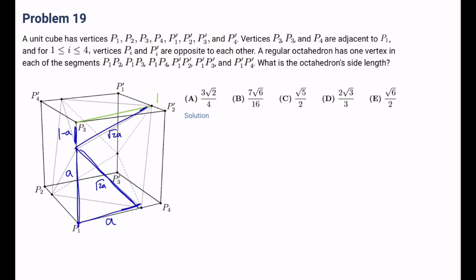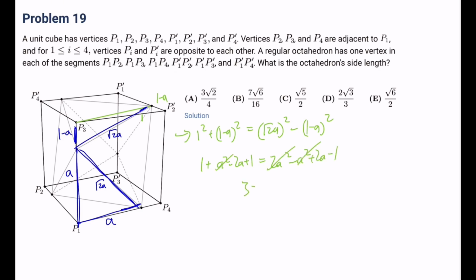So we have 1 minus a here and 1 here. And so now we can get this length that's in common. For the green one, we'll say it's 1 squared plus (1 minus a) squared. This is equal to that triangle, which is (root 2a) squared minus (1 minus a) squared. So this is going to become 1 plus a squared minus 2a plus 1 equals 2a squared minus a squared plus 2a minus 1. This is going to cancel like that, and we get 3 equals 4a. This gives us a equals 3 over 4.